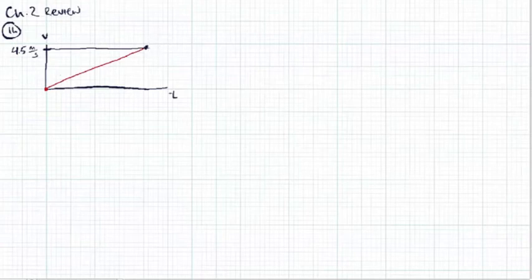So, the first question, in part A, I'll put that A right there, is how much time does it take for him to catch up with his friend? This is a time equals 0 right here. This is velocity equals 0 meters per second.